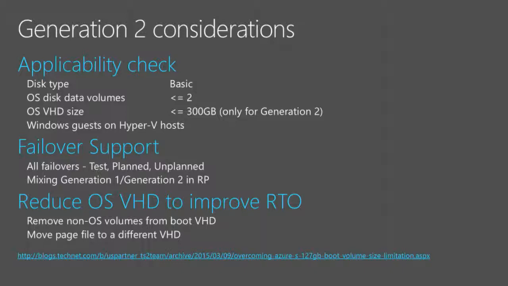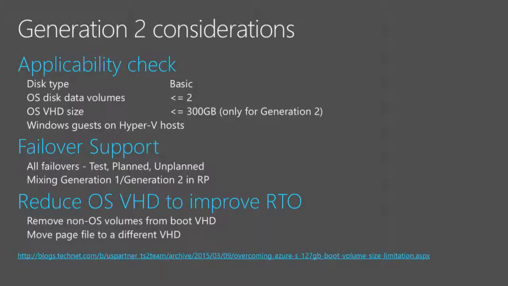There's a great blog by my colleague here, Rob, who's sitting in the front row, on how to reduce your OS VHD by removing all the non-OS volumes. A lot of times customers have non-OS volumes inside the OS VHD. Remove that into a separate VHD. Also remove the page file. Removing the page file has the additional benefit that unnecessary churn will not be sent into Azure.